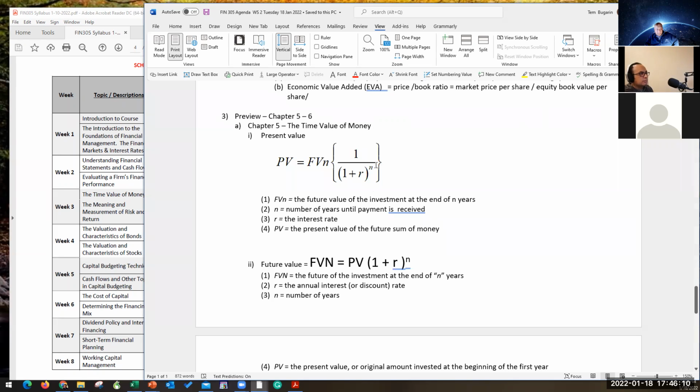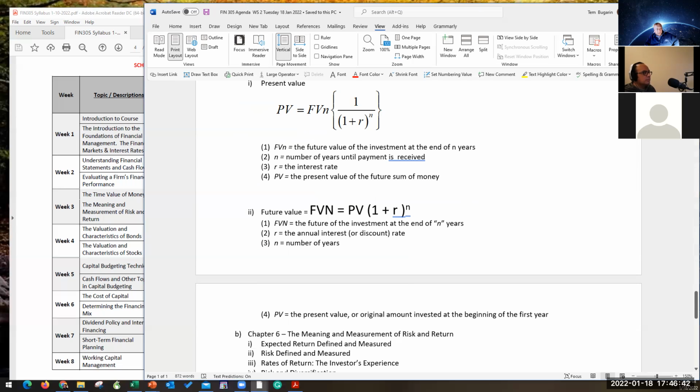Now, in 5 and 6, we're going to look at the time value of money, present value and future value. And so the formula: present value is the future value of the investment at the end of n years. That's FV. N is the number of years until payment is received. R is the interest rate. Present value of the future, that's PV.